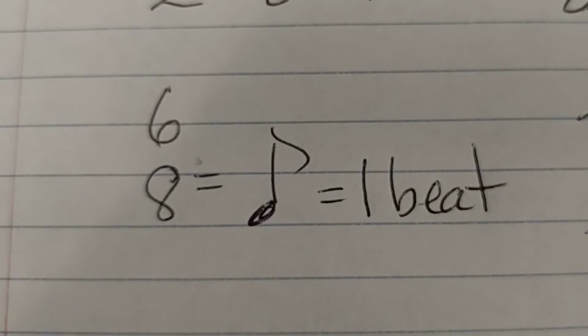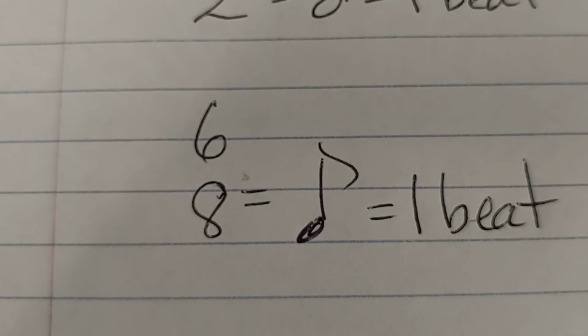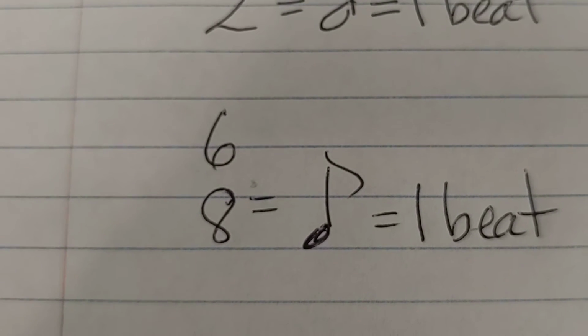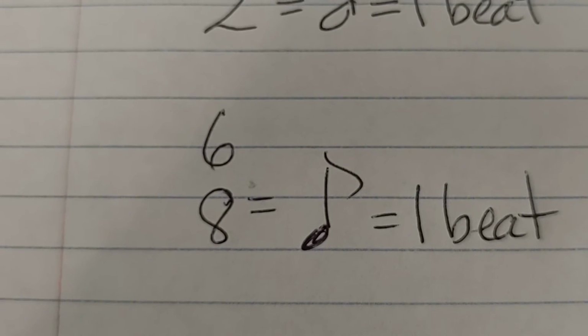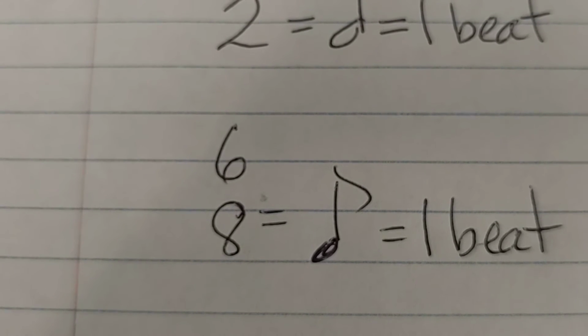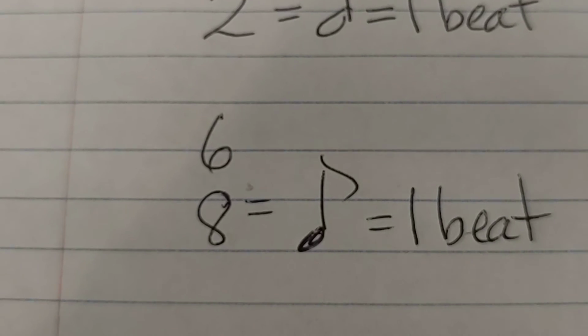Okay, so what happens if we go to 6/8 time? 6/8 time tells us now that an eighth note gets 1 beat. Again, we're looking at the bottom number that tells us what kind of note gets 1 beat. So the quarter note is not going to get 1 beat here. It's going to be the eighth note. The eighth note gets 1 beat.